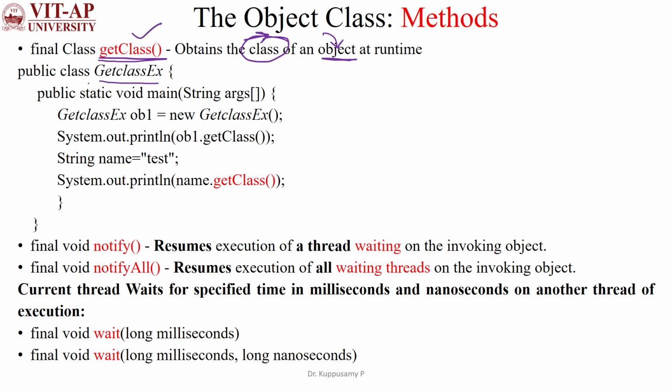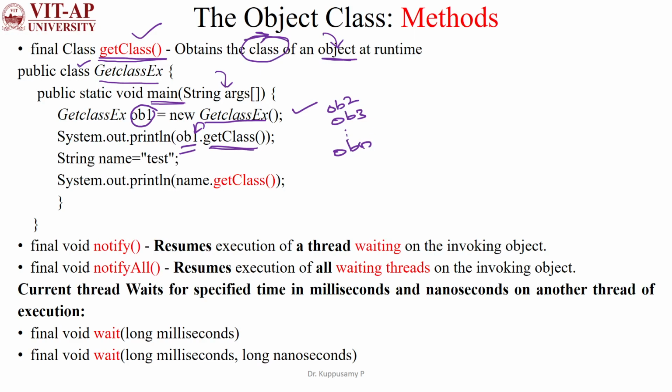Here I am defining the class named GetClassExample, which has the main method. Inside that we are passing the command line arguments as the String data type. Then I'm creating the object variable ob1 using the class GetClassEx. I just want to know which class this object belongs to, so the getClass method is used. Suppose I have many objects, object 2, object 3, up to object n.